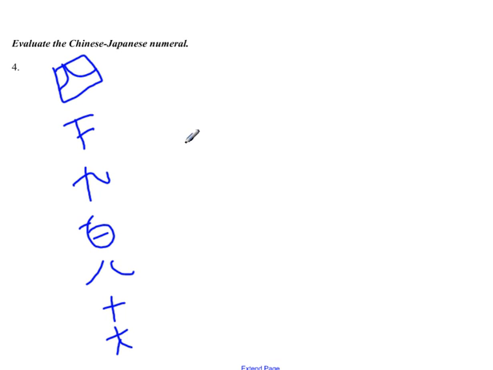Okay, the last type of problem you need to do is, given a Chinese-Japanese number, go ahead and evaluate it. Okay, so here's the Chinese-Japanese number. We're going to do just what we did to check it. This is a symbol 4. This is 1,000. It's 9. That's 100. That's 8. That's 10.